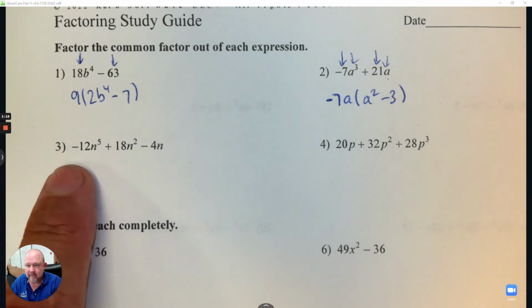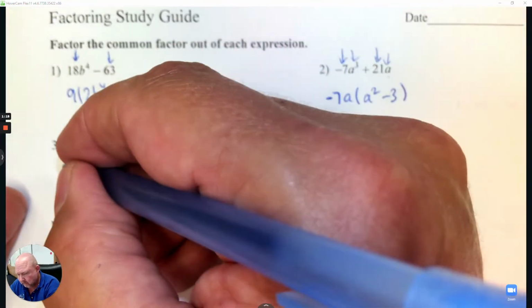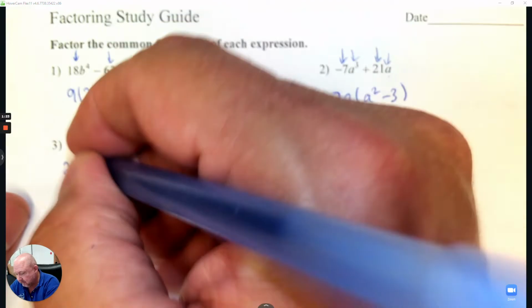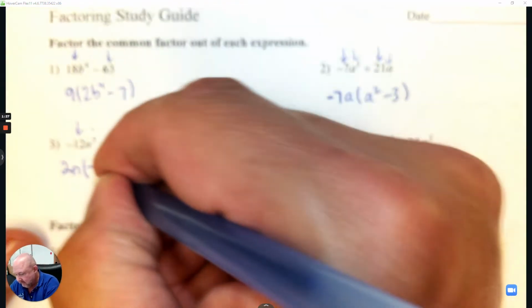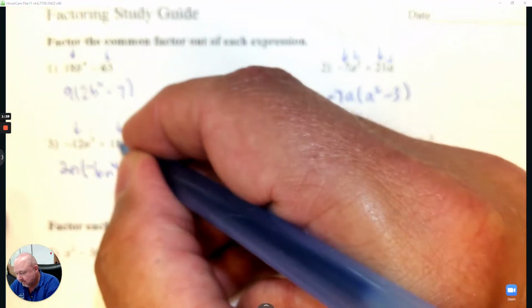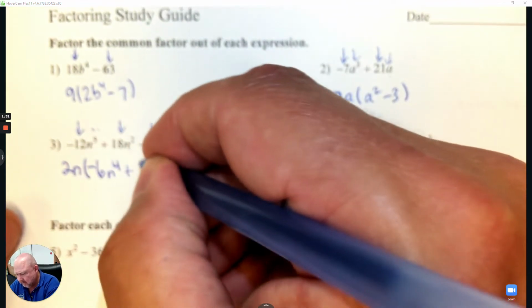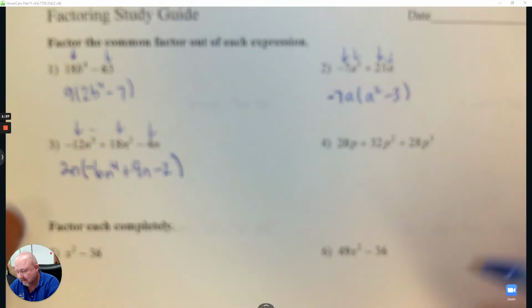Number 3, factor out. So what number goes into all three numbers evenly? That number is 2. And they all have algebra, so take out the n with the smallest exponent. And now divide. So that's negative 6n to the 4. That's 18 divided by 2. 9n to the 1 when you subtract exponents. And negative 4 divided by 2. And the n's cross out.